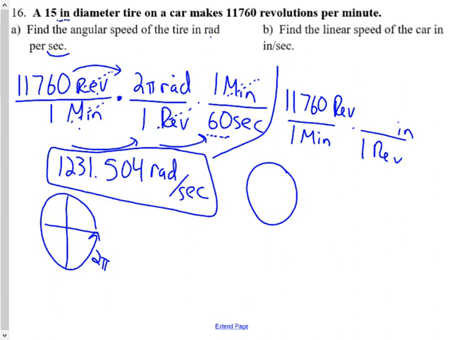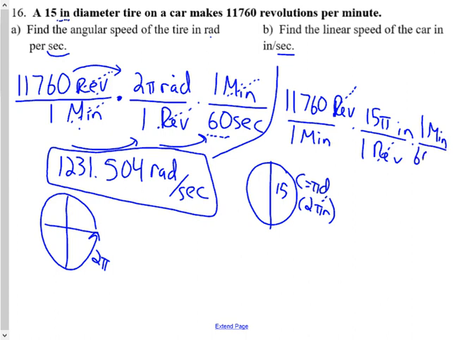We know it's a circle, and the diameter is 15, so the circumference is pi times diameter, or 2 pi r if they give you the radius. In this case, the diameter is 15, so this is going to be 15 pi inches. This causes the revolutions to cancel, and we have inches per minute. But now I need to divide by 60 to get seconds, because 1 minute is 60 seconds. So I'm going to have 11,760 times 15 pi divided by 60.